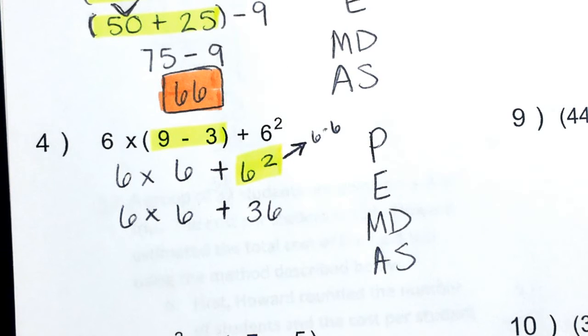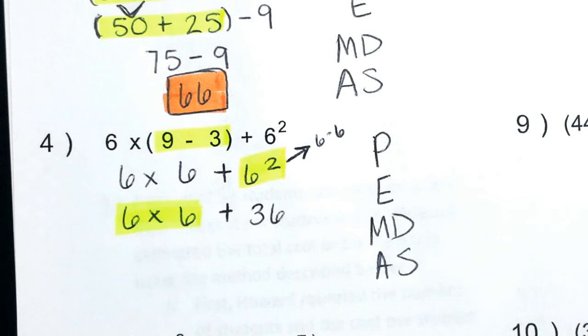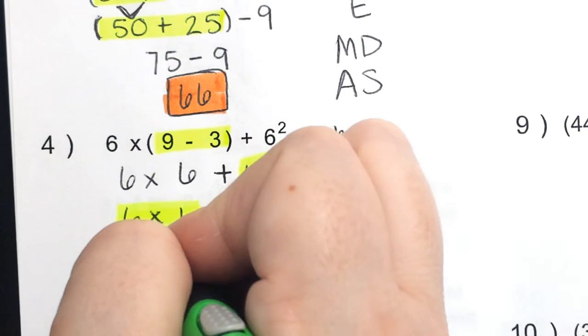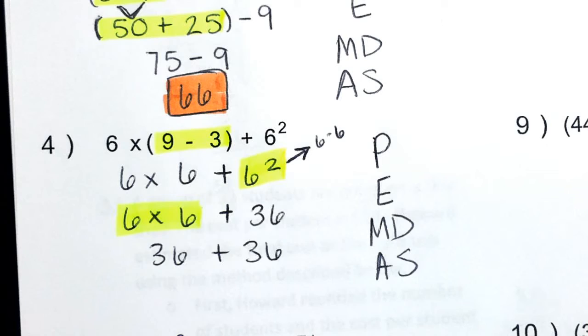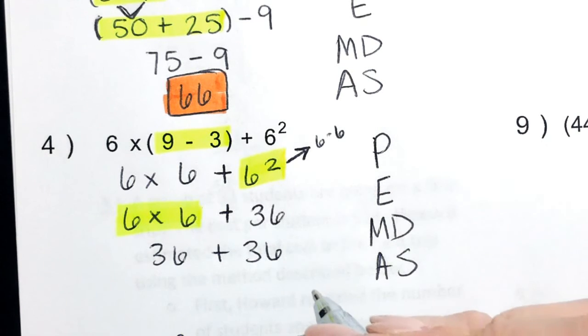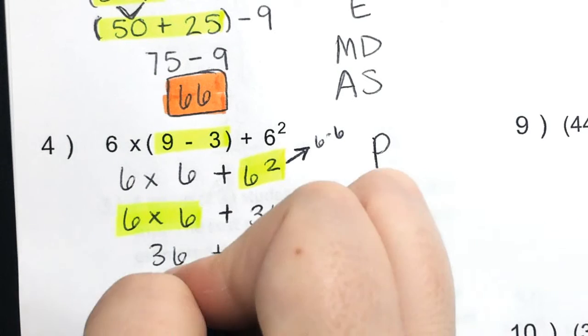Okay. What's next? Mason. 6 times 6. And what does that give me, Mason? 36 again. So now I have 36 plus 36. Final answer, Griffin? 72. Yes. 72.